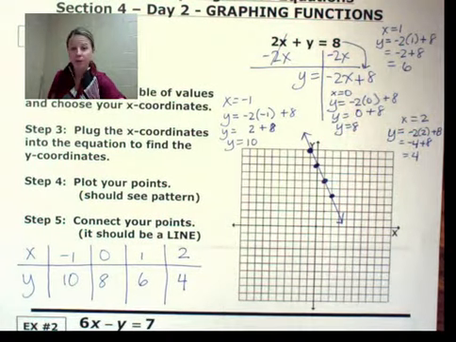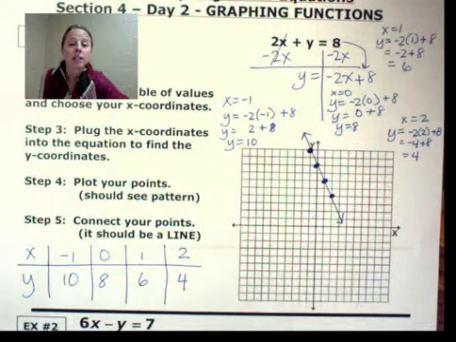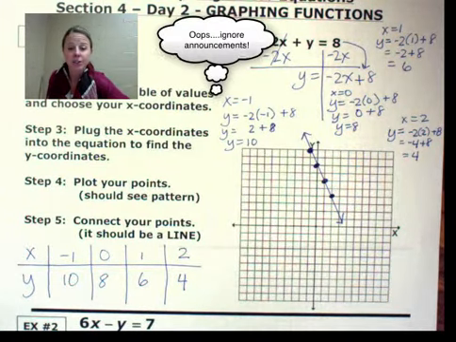Okay, so let me work through number 2 with you, and then at any point, if you want to stop and do it on your own and then come back, you can.